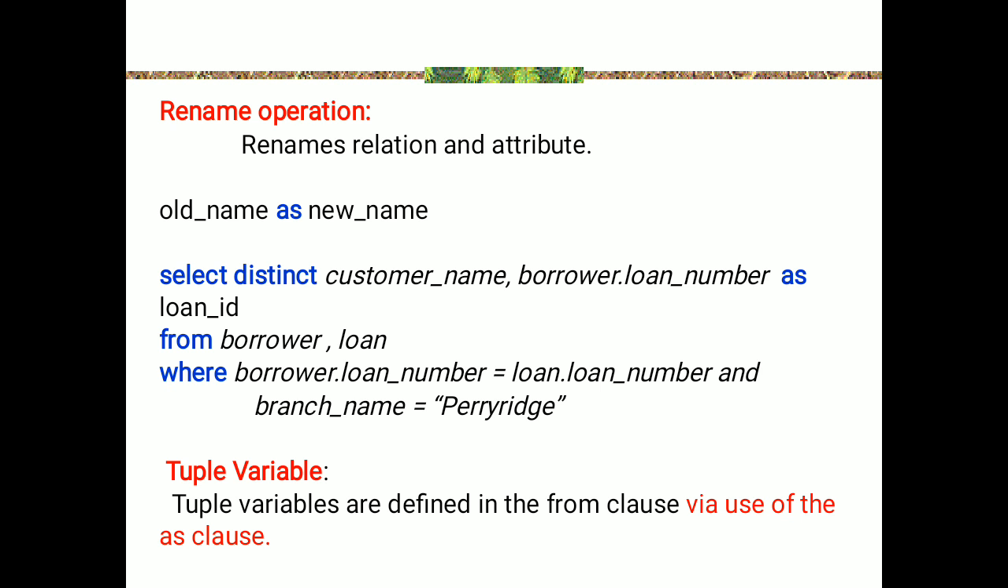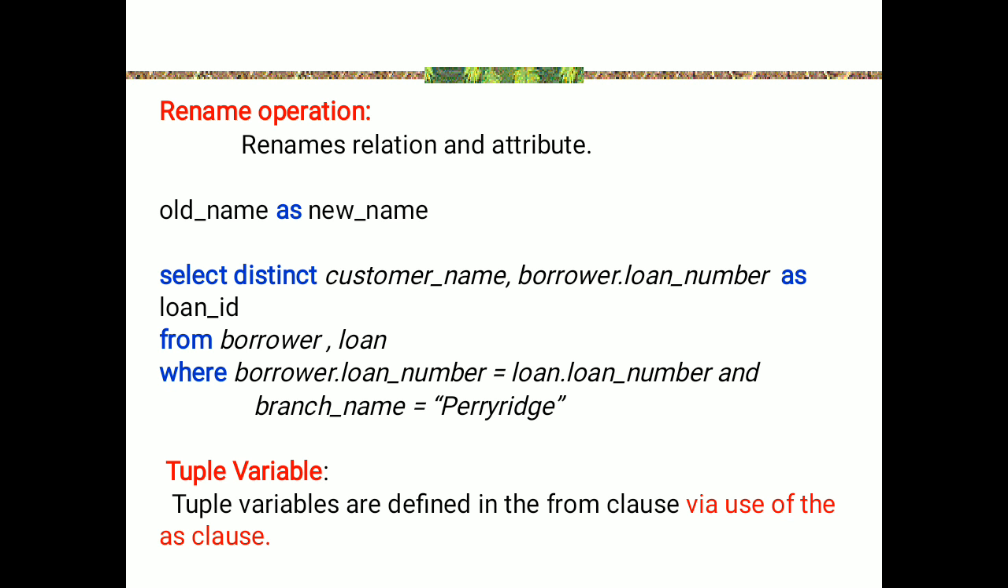Here borrower dot loan number is used as loan ID. So instead of loan number, now you will use loan underscore ID. So this is how you can rename the attribute. Select distinct customer name, borrower dot loan number as loan ID from borrower comma loan, where borrower dot loan number is equal to loan dot loan number and branch name is equal to Perige. You can easily observe here that the rename operation is used on the attribute.